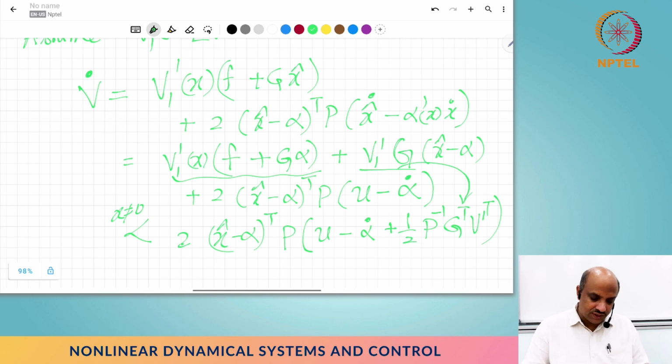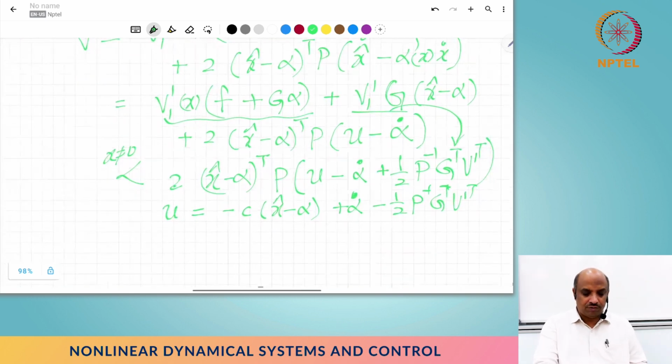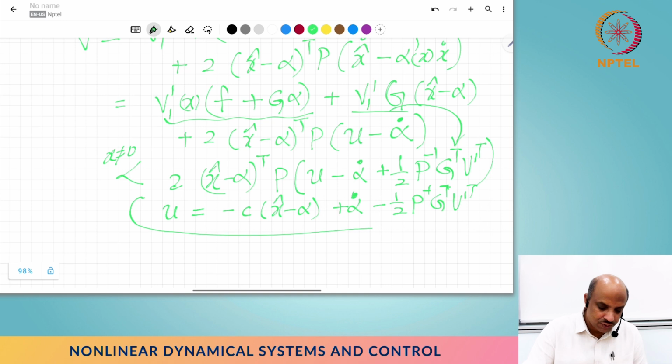So you can clearly see that I can pick u to be equal to some minus constant c times x hat minus alpha, plus alpha dot minus half p inverse g transpose v transpose. Here p is coming from our Lyapunov function, which is a choice. V is also something we assume exists for the first equation. g is part of the system parameters. This c can be a design parameter, some positive number. So suppose I pick this u, and we'll discuss the legitimacy of that.